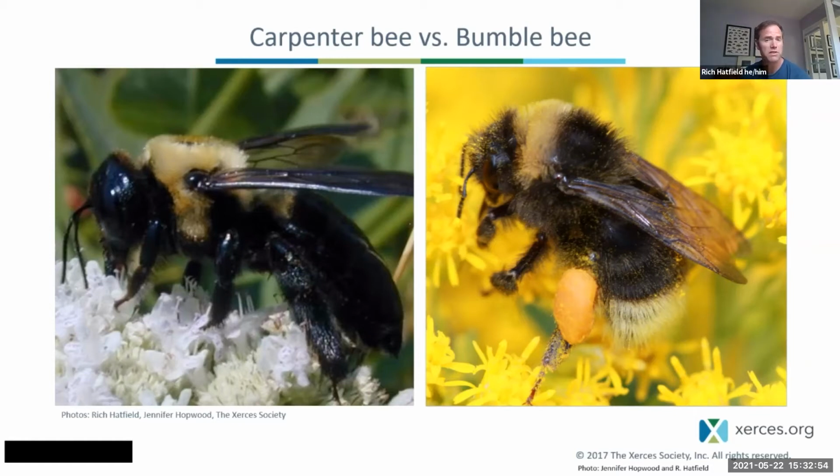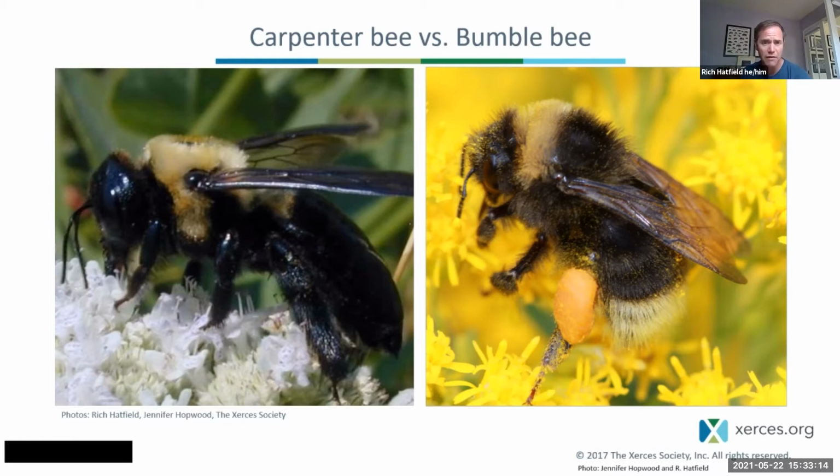So their abdomens are not hairy. They're usually quite shiny and reflective, so you see the sun reflecting off of them. And you can see that in this photo on the left here of a carpenter bee, where there's no hairs on that abdomen, whereas the bumblebee on the right is fully and universally hairy throughout.